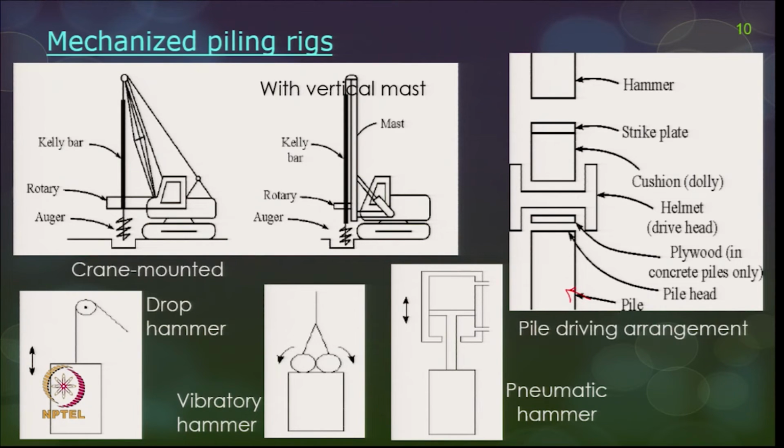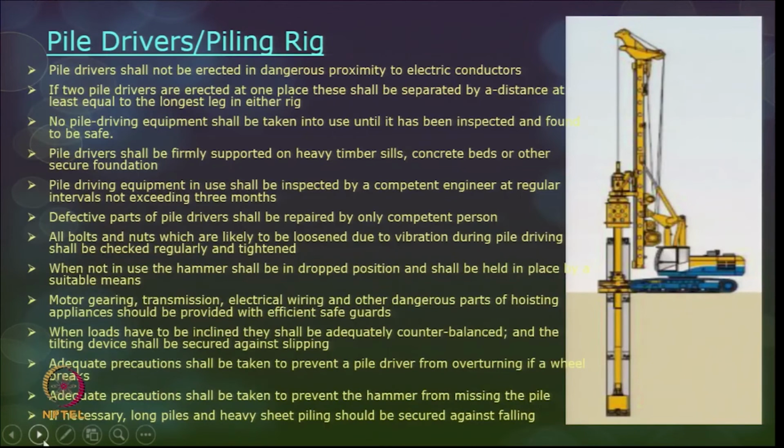There are many types of hammers available: single head, double head, drop hammers and so on. A drop hammer has a heavy load, and with a number of blows the pile is driven into the soil. With a vibratory hammer, you use vibration to displace the soil and move the pile into the soil. The other one is a pneumatic hammer. Now, we will discuss pile drivers, and this is a complete crane-mounted pile setup.